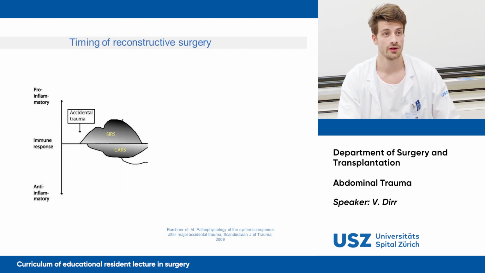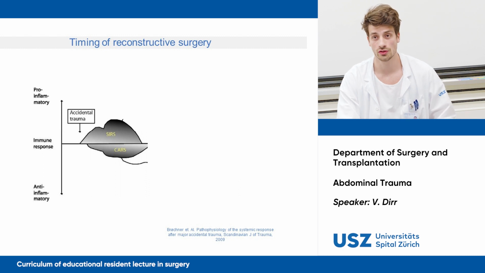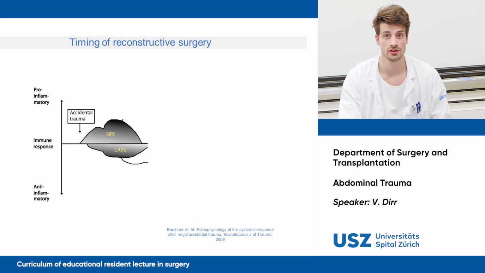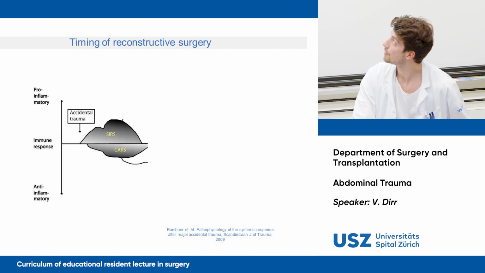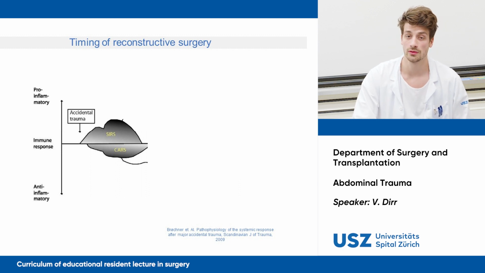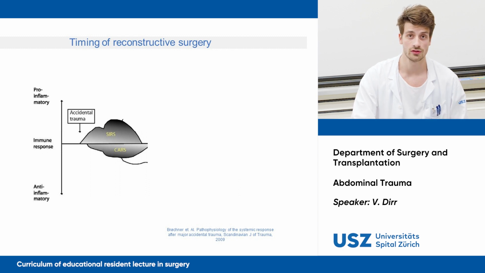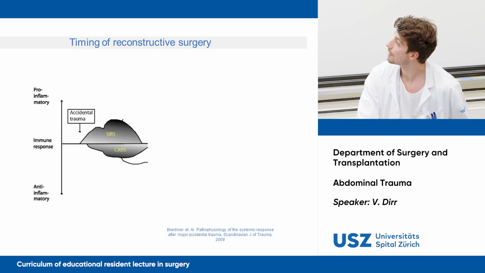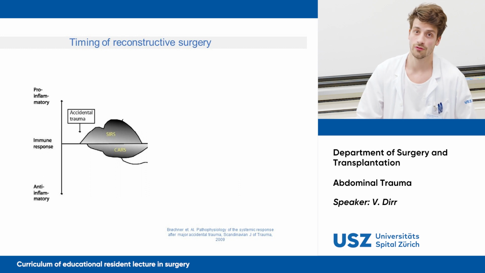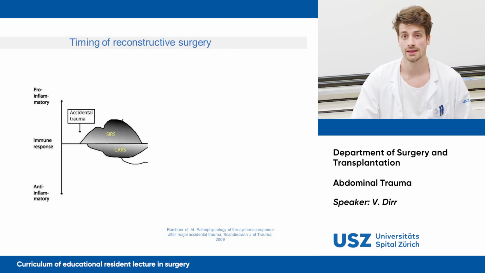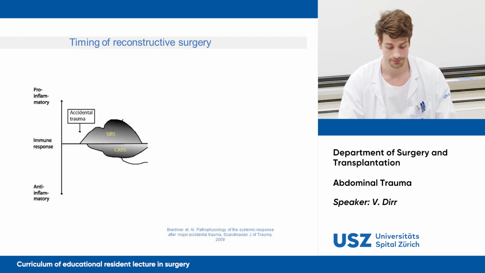But by having an ATLS, by having a damage control surgery, we kind of extend that period to a certain time. And then the pro-inflammatory response kind of increases the risk for a multi-organ failure. So it's not really wise to do a reconstructive surgery at this time. So in this paper, they consider 3 weeks a safe period, but in clinical cases, there's no evidence where we know for certain what the right timing of reconstructive surgery is.